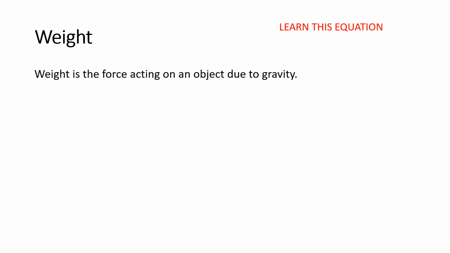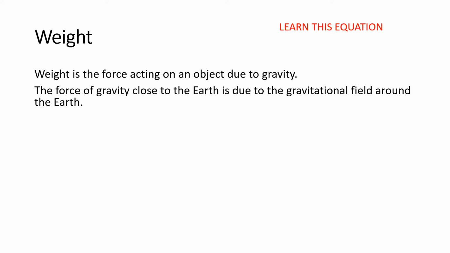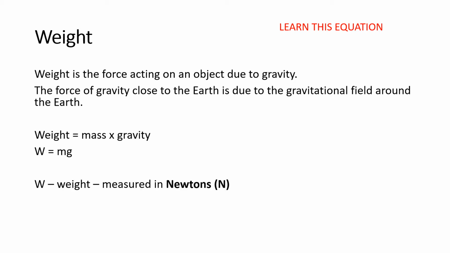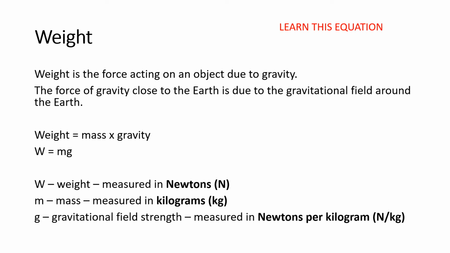Weight is the force acting on an object because of gravity, and we need to learn the equation for this, that weight is equal to mass times gravity. Weight is measured in newtons, mass is measured in kilograms, and gravitational field strength is in newtons per kilogram.